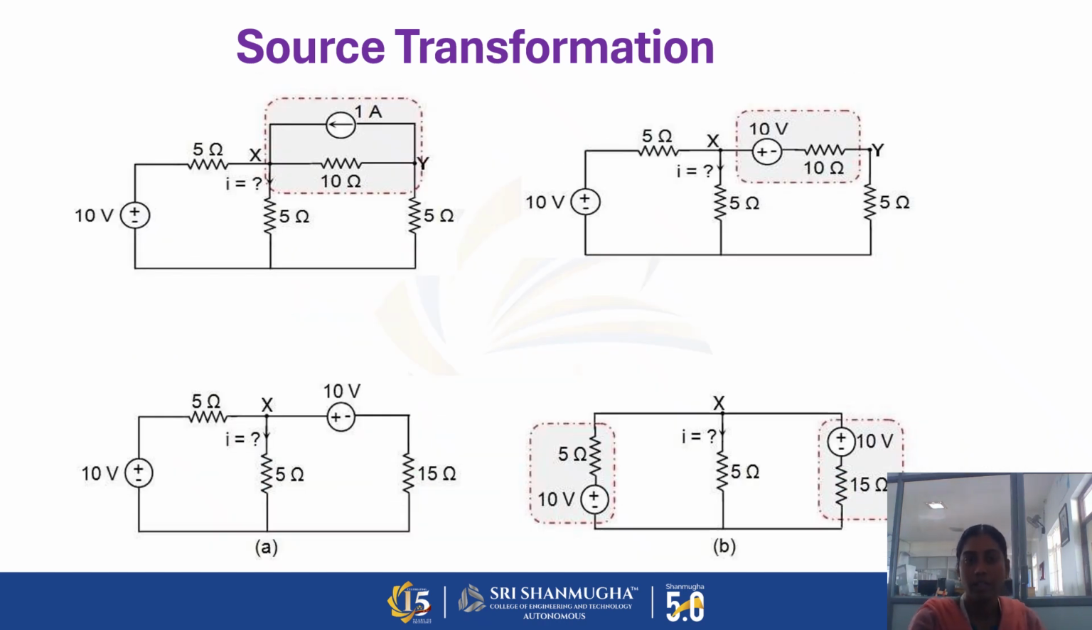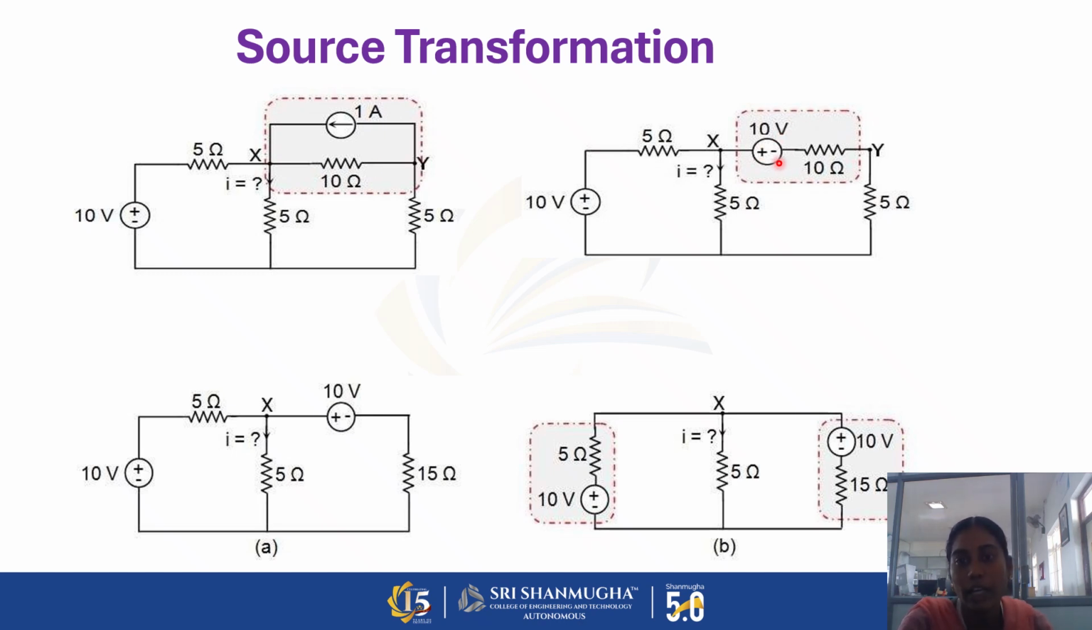Let's see the source transformation application in example problems. Look at this problem. Here we have a current source in parallel with a resistance, so we can easily convert this into a voltage source. The 10 ohm resistance is used in series with the voltage source. The voltage value is calculated as follows: the current value is 1 and the resistance value is 10. So I into R, 1 into 10, is equal to 10.